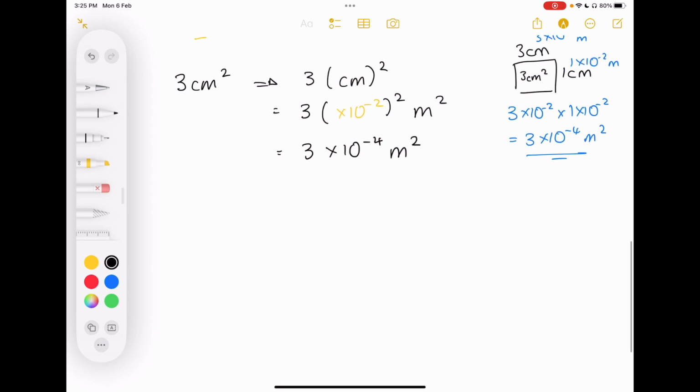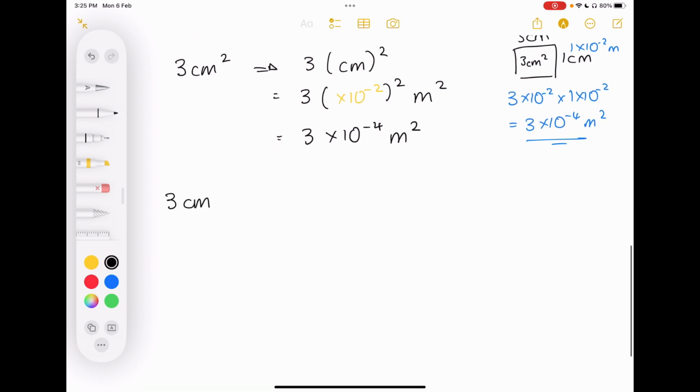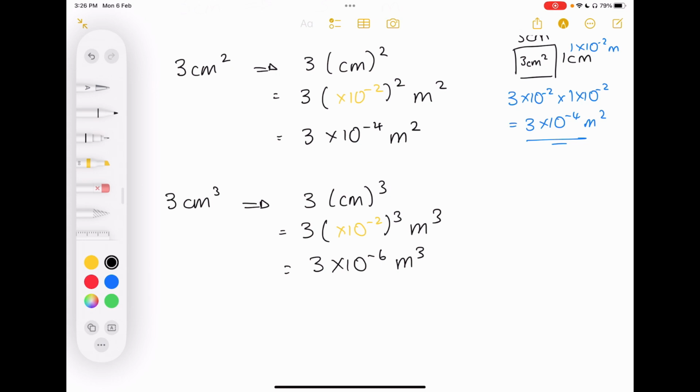Let's try volume. 3 centimeters cubed. Again, we need to look at where the cube is. So this is the same as 3 times centimeters, all cubed. And so I get 3 times (10 to the power of minus 2) cubed meters cubed. So this simplifies to 3 times 10 to the power of minus 6 meters cubed.